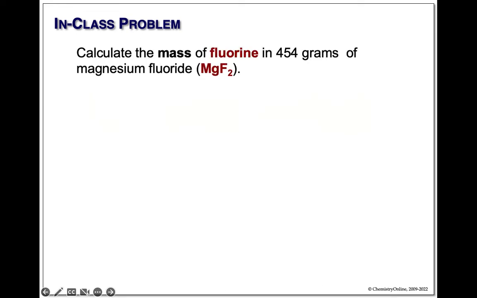One more way we could do this: calculate the mass of fluorine in 454 grams of magnesium fluoride. This is a pound. How much fluorine is in that pound? First thing we have to do is our percent composition, then multiply that by the molar mass of fluorine.